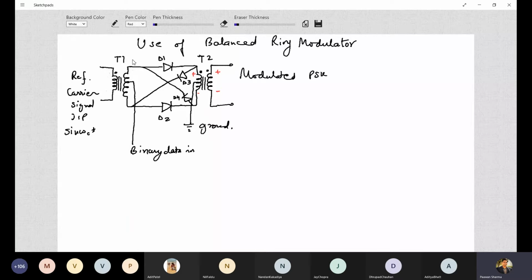Anyhow, coming back to our topic. So this is of the same polarity, so plus minus here will be induced. Similarly, T2 is also of a similar nature. Now at the center tap we are provided with binary data. Binary data, again you remember, is bipolar. Bipolar means it can be plus V, it can be minus V based on our bits. If it is logic 1, it will be plus V. If it is logic 0, it will be minus V. So just keep this in mind.